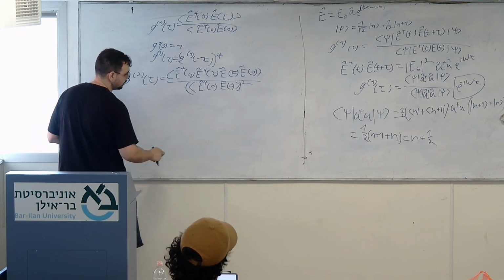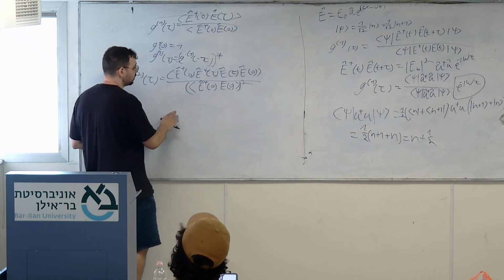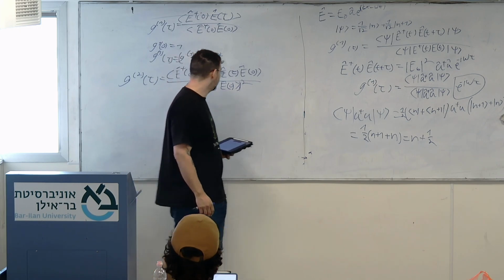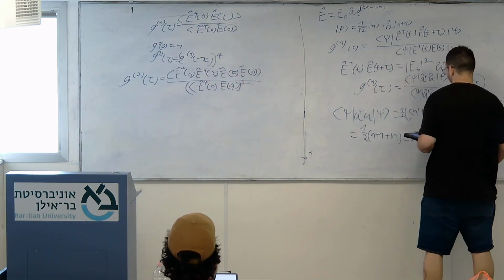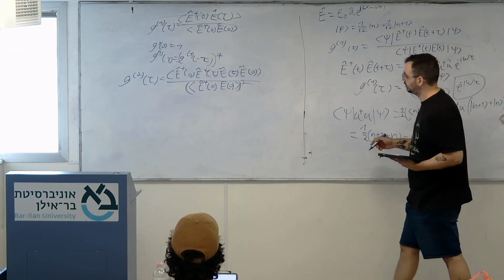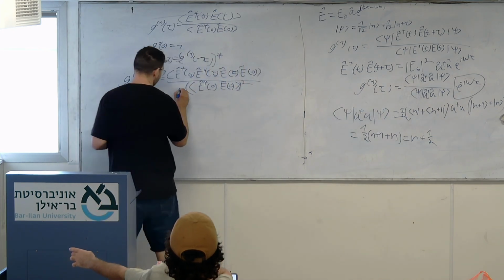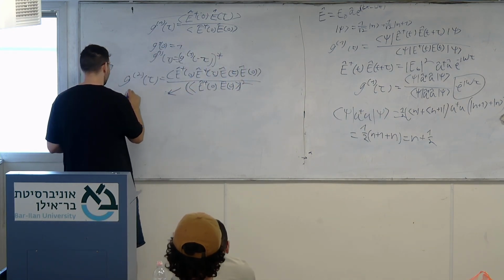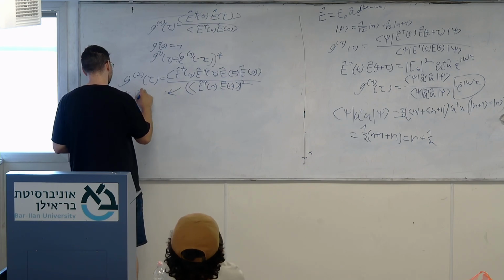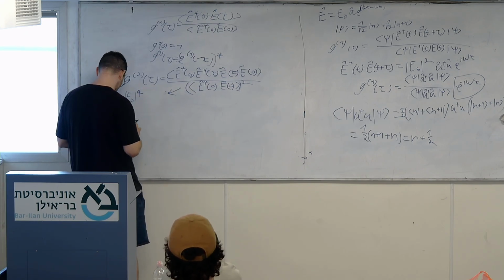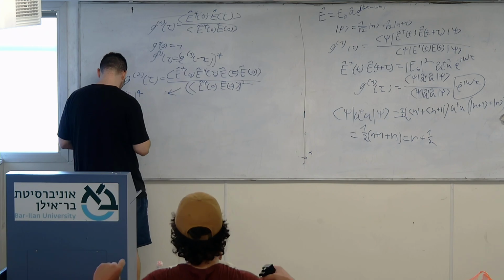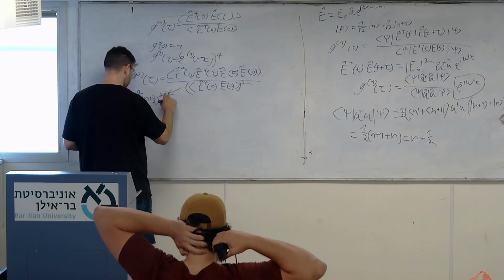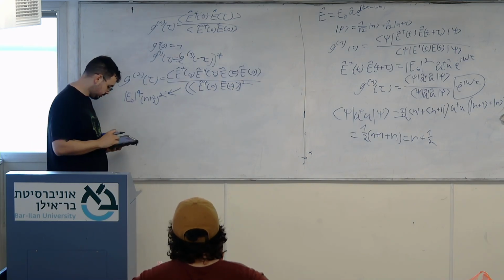I'm going to keep the equation for G2 just for simplicity. The denominator we already know. So overall the denominator here would be equal to the absolute value of E0 to the power of 4 times n plus 1 over 2 squared. This is enough for now.